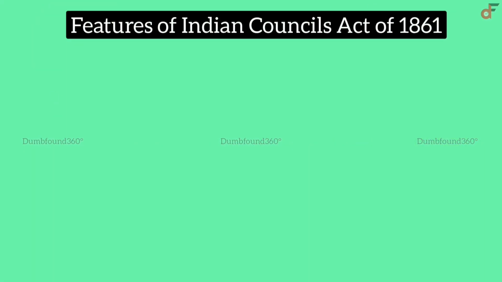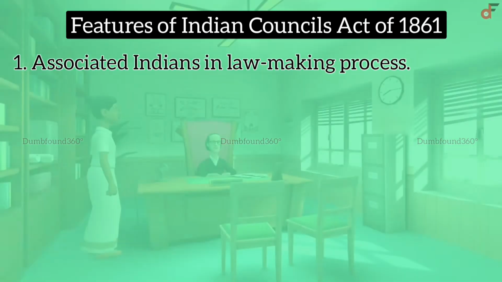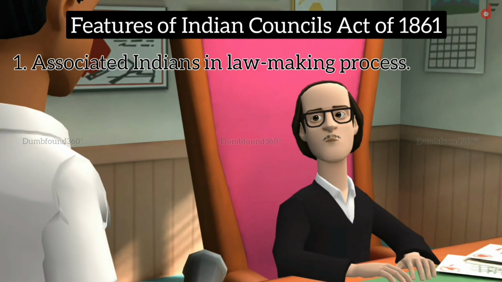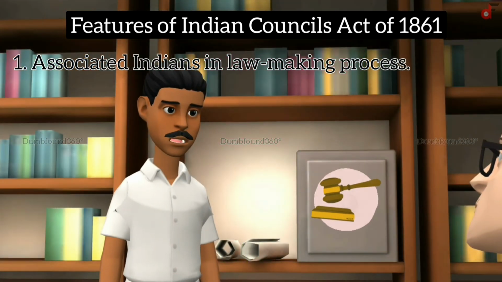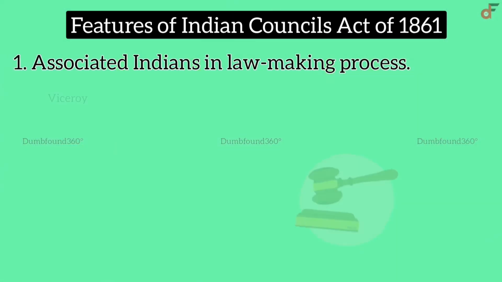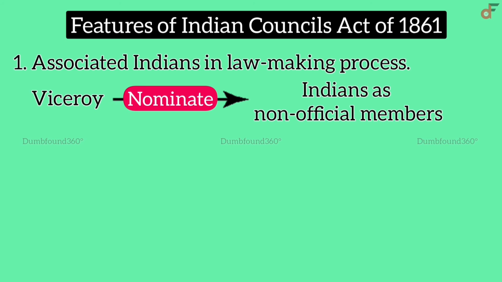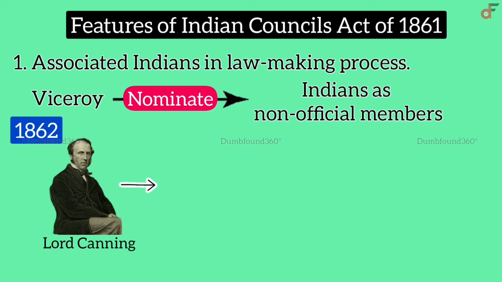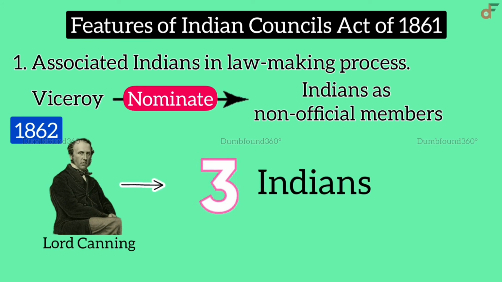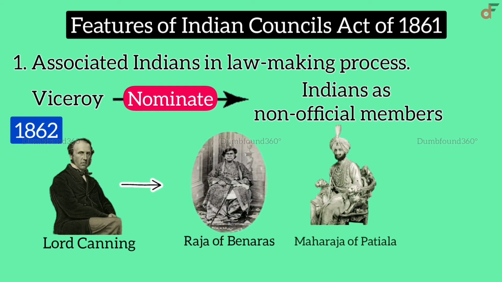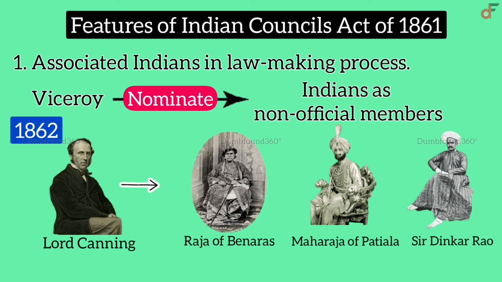The features of this act were: 1. It made a beginning of the representative institutions by associating Indians with the lawmaking process. It thus provided that the Viceroy should nominate some Indians as non-official members of his expanded council. In 1862, Lord Canning, the then Viceroy, nominated 3 Indians to his legislative council: the Raja of Benares, the Maharaja of Patiala, and Sir Dinkar Rao.